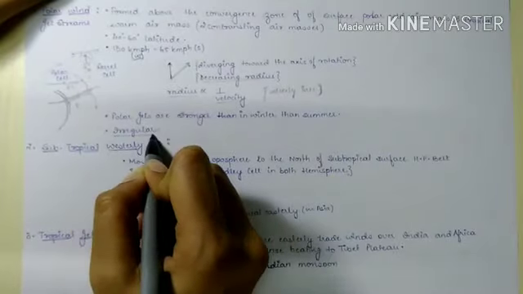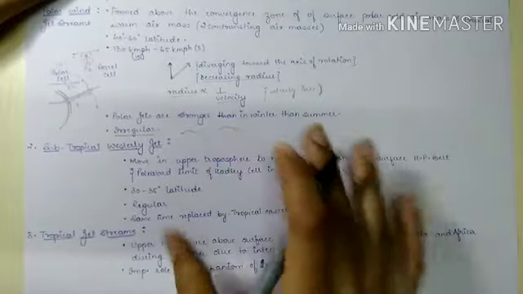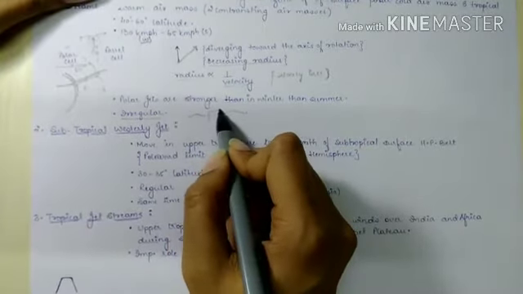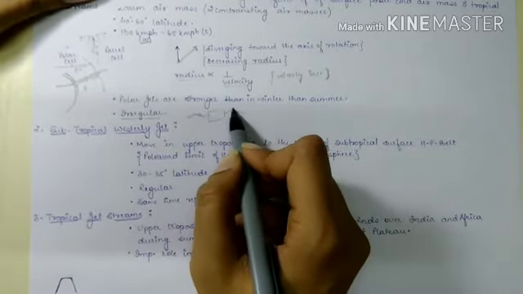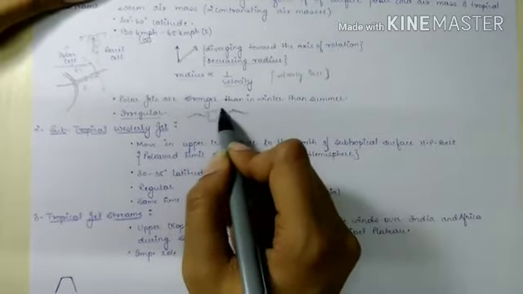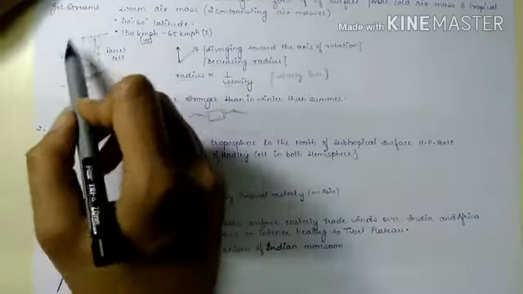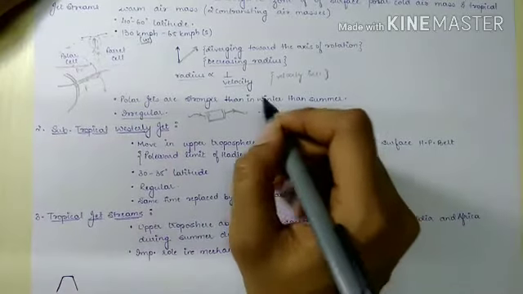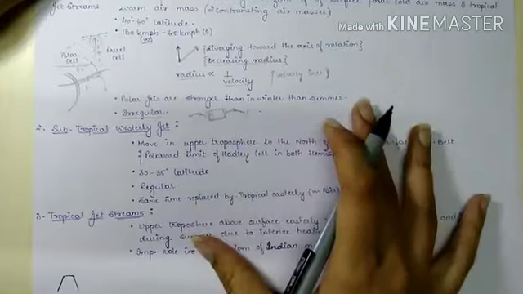But they are irregular. That means they are discontinuous. Why are they discontinuous? Because if the pressure gradient is not suitable for formation of this jet stream, then they are not formed. That happens in the northern hemisphere, where the pressure gradient sometimes becomes very low, so these jet streams are not formed.